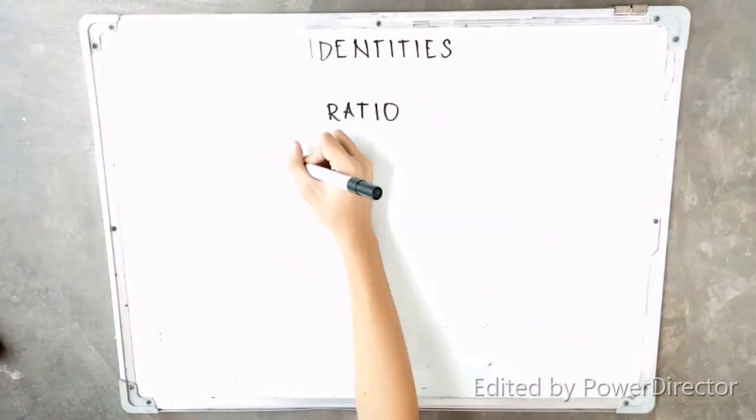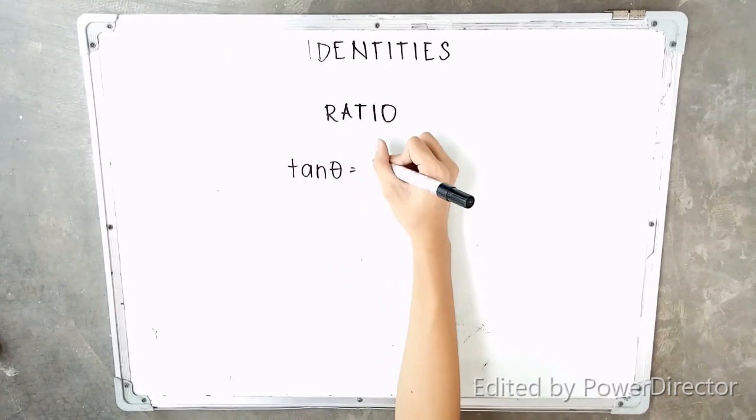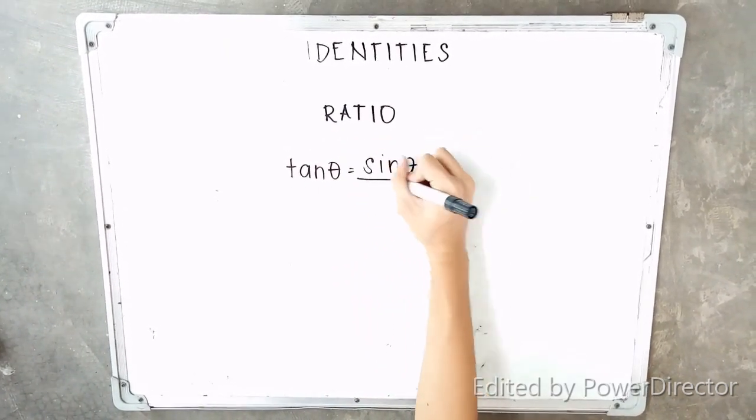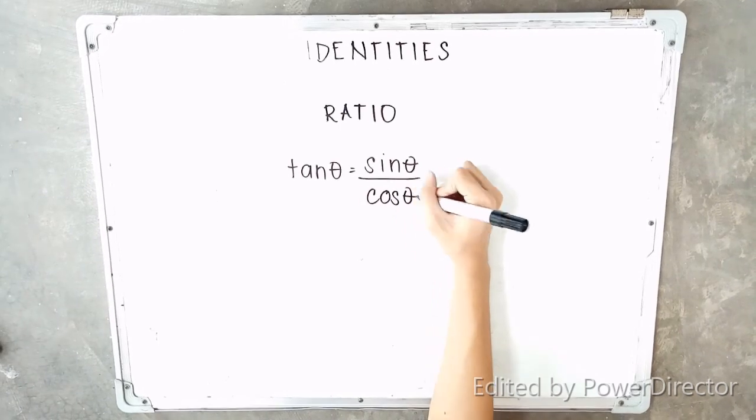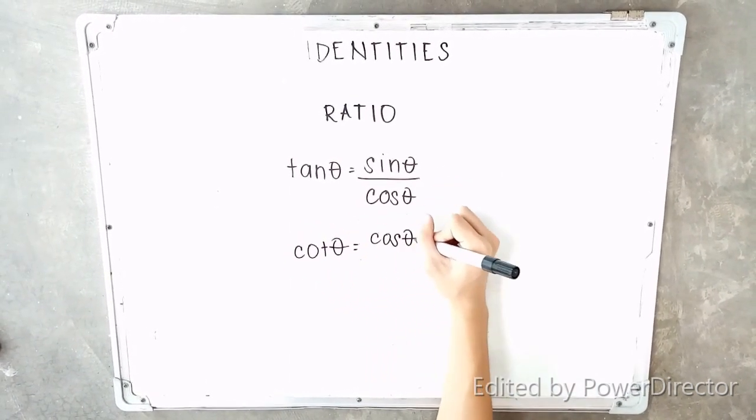For the ratio identities, we have tangent theta is equal to sine theta over cosine theta. Cotangent theta is equal to cosine theta over sine theta.